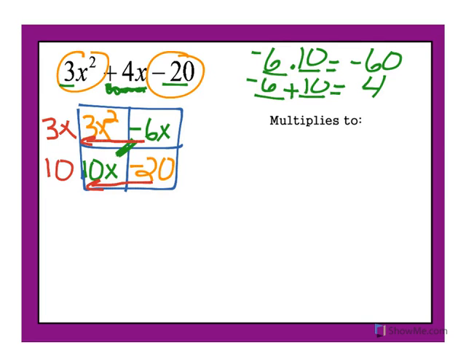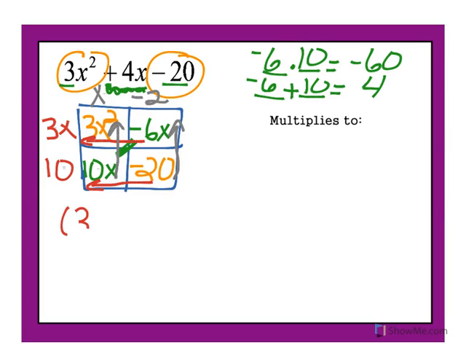Now we're going to go vertically. The only thing these two boxes have in common is their x. And the biggest number that goes into 6 and 20 is 2. Double check the signs. 3x times x is 3x squared. But 3x times 2 is not negative 6. So I'm going to make the 2 negative. Now when I multiply, that matches. 10 times x is 10x. Negative 2 times 10 is negative 20. We have found our two factors.